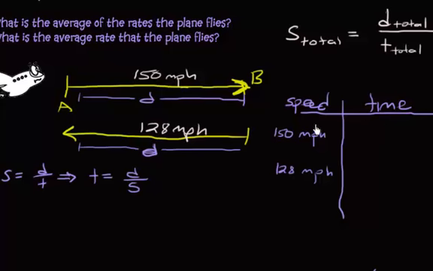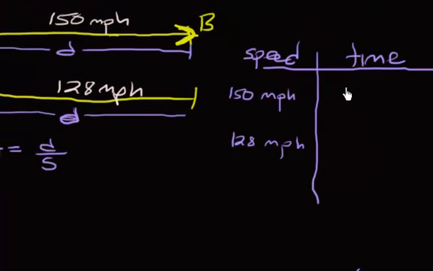Each direction the speed changes. So for the 150 mile an hour one, the time will be distance d over the speed, which is 150. And then the 128 mile per hour side, that's going to be the distance over its speed, which is 128 miles per hour. So now I have, this is in hours. Let me write hours.